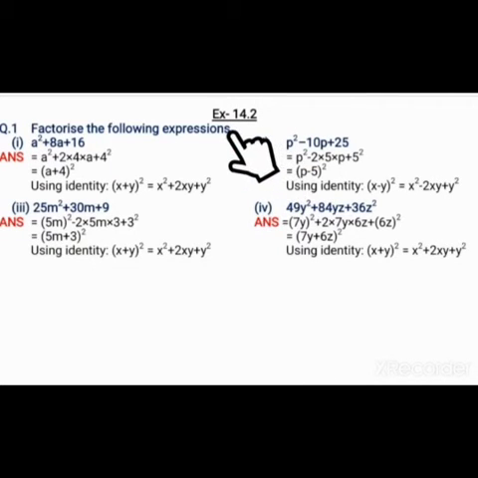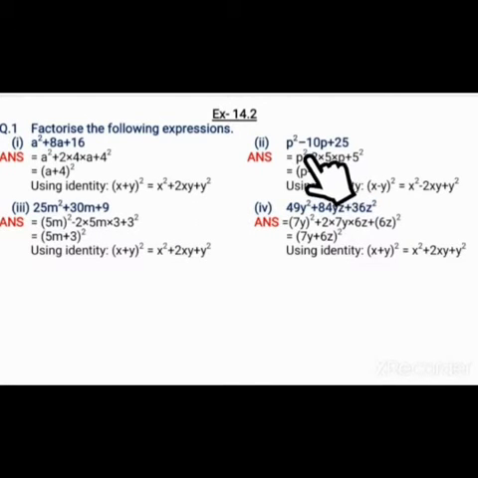Come to exercise 14.2. Factorize the following expressions. Now you have to apply the identity. First, a square plus 8a plus 16, that is (a plus 4) whole square. Why? The first term is a whole square, 16 is 4 whole square, and in between is 2 multiply 4 multiply a. So our answer is (a plus 4) whole square. Identity: (x plus y) whole square.